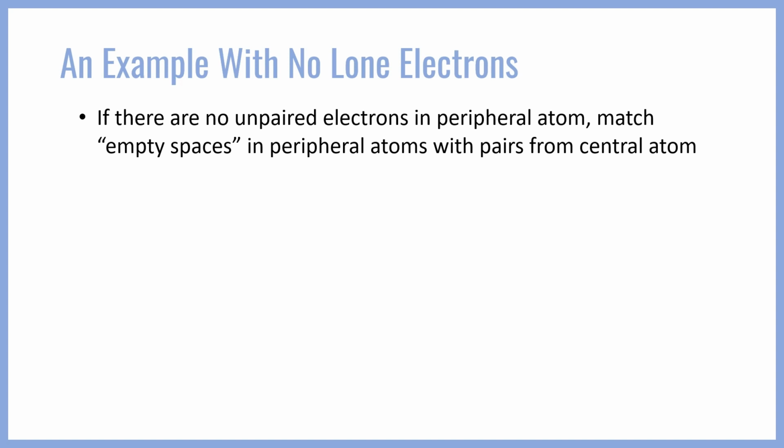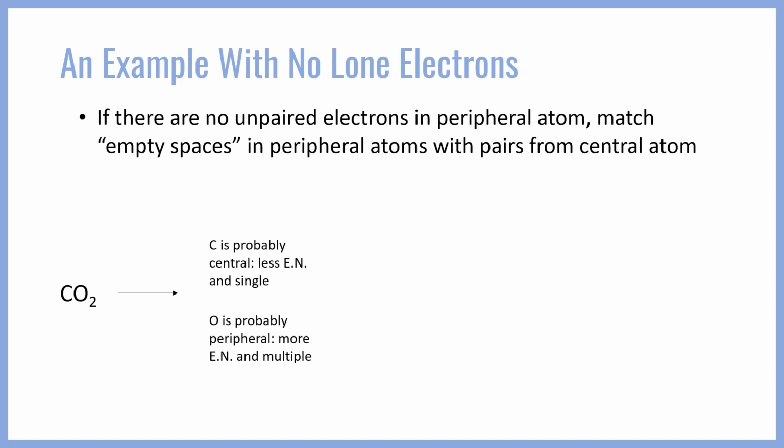So if we look at the CO2 molecule, our first step is to choose the center and the periphery. Now, we've already looked at CO2, so carbon is probably going to be central because it's less electronegative and singular in the molecular formula. Oxygen is probably peripheral. It's more electronegative, and there's more than one of it. So in this case, C will be central and O will be peripheral.